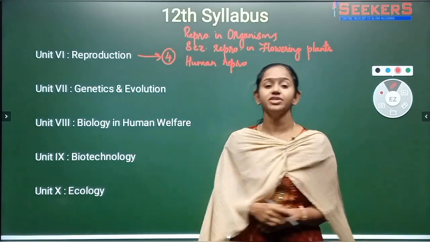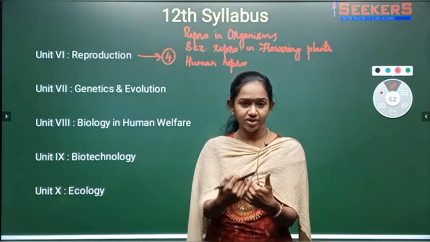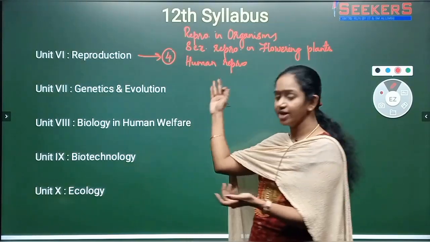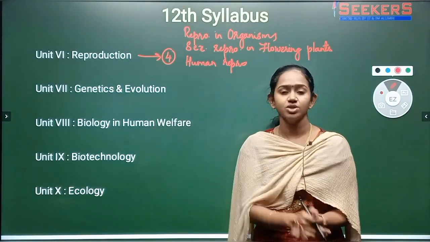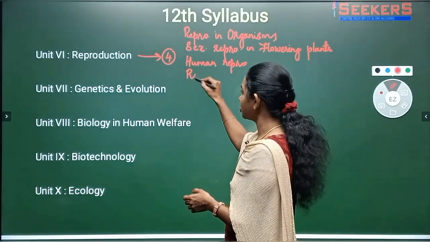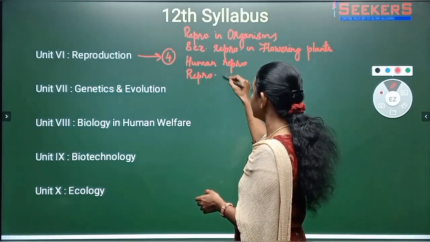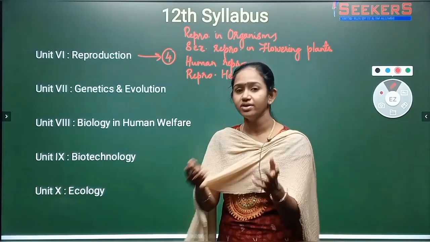So which is really a very interesting chapter, because we are going to learn about the reproductive system of man, both male and also female. Also we are going to discuss many things related to the sexual reproduction process that occurs in man, right? And the last chapter is reproductive health. So this chapter is a must for the students who are in the teenage group.